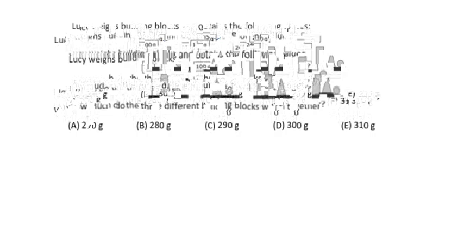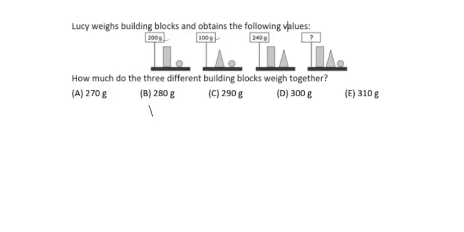It's a puzzle in which the first one is a rectangle plus a circle, which will give us 200. This is a triangle plus a circle, which will give us 100. And the last one, a rectangle plus a triangle, will give us 240.